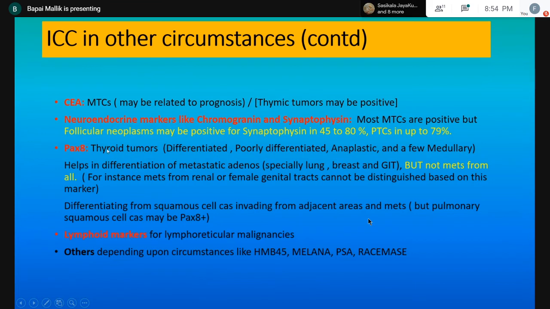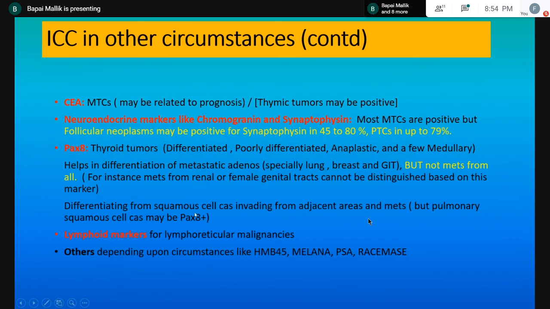Taxane is very good for thyroid tumors, especially for anaplastic carcinomas. It is also helpful as a supportive feature for metastasis, especially from lung, breast, and GIT, which are taxane negative most of the time, but not from all tumors. For example, tumors from the renal and female genital tract are of course going to be taxane positive, as well as other tumors, not going into the details of that.